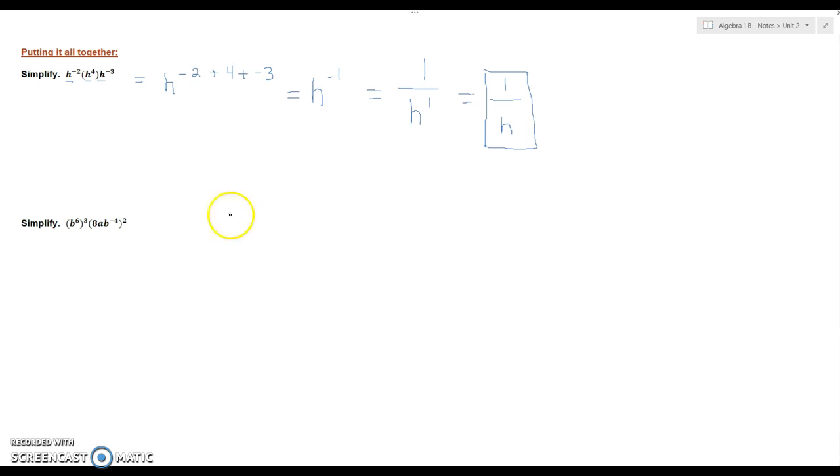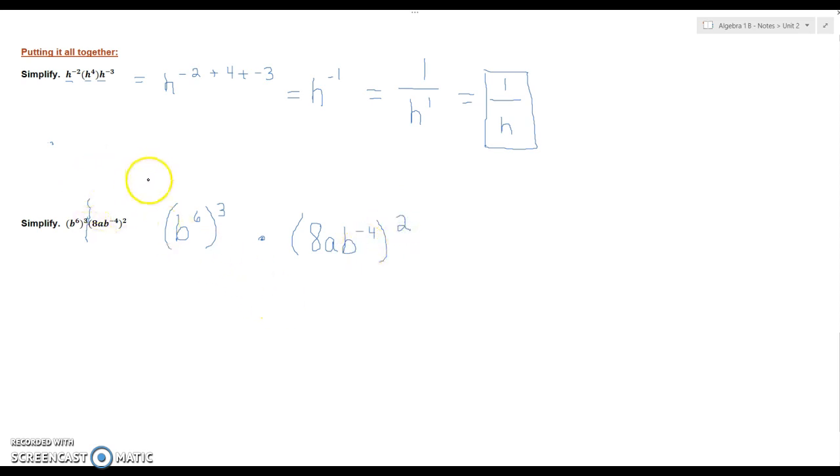Let's take a look at one more example. This one is a little more involved. So let's start by breaking it up. When we look at this example, we see two different sets of parentheses, and so we're going to divide that kind of down the middle. And so the first set is b to the 6th to the 3rd times, and the second set is 8ab to the negative 4th, and all of that is squared, or to the second power.